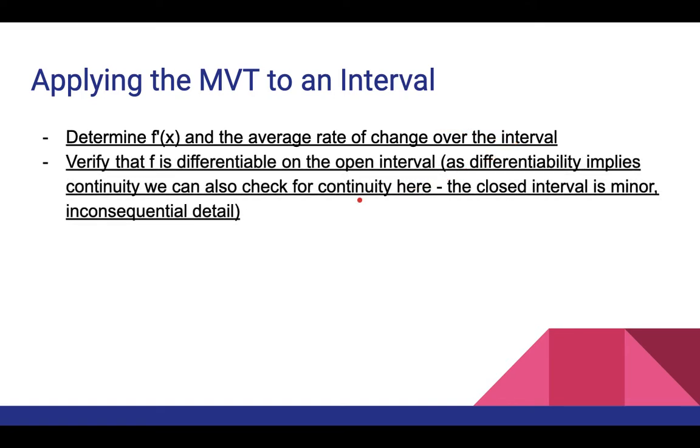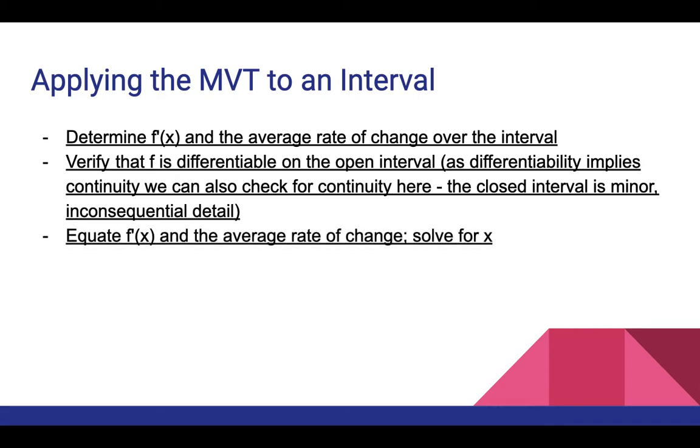If need be, because some problems do not require it, you will verify that f is differentiable on the open interval, as differentiability implies continuity, so we can also check for continuity here. If our function is differentiable, it's automatically going to be continuous over the closed interval. So we check for differentiability, and we don't have to worry about continuity, since differentiability at a point guarantees continuity at that point, as we talked about in Unit 2. Next, we equate the derivative with the average rate of change, and we solve for x.